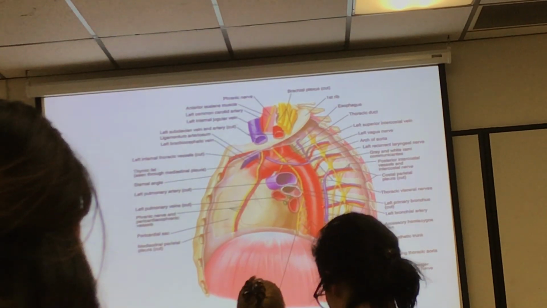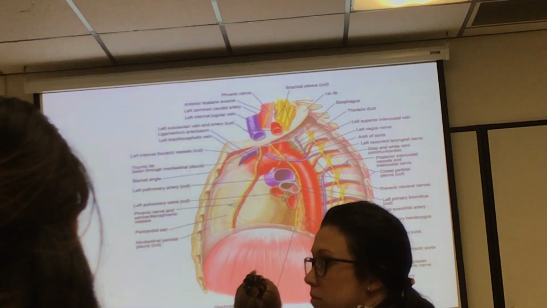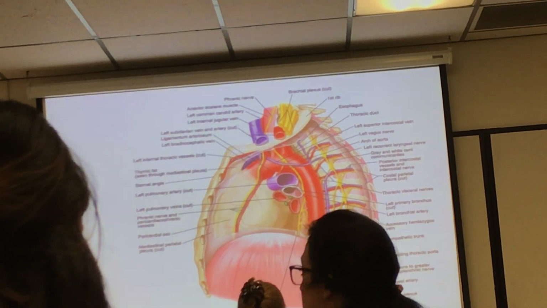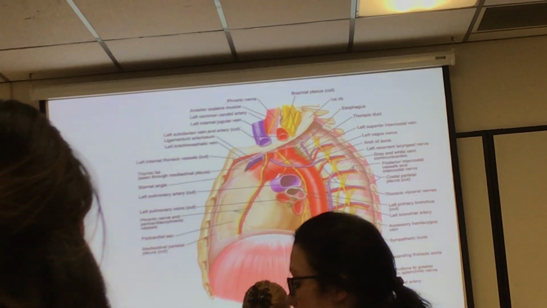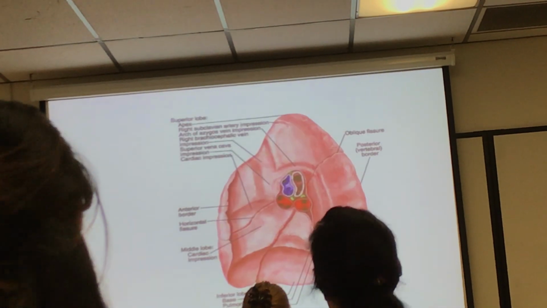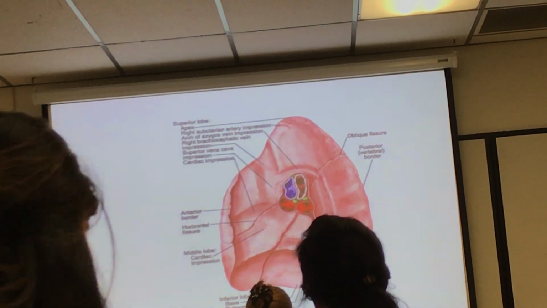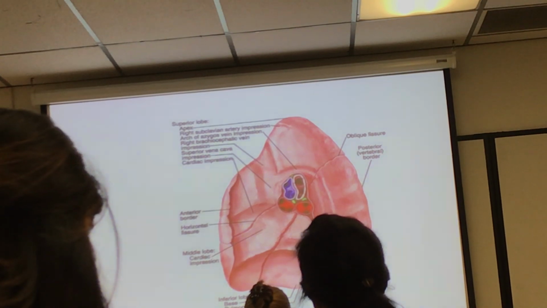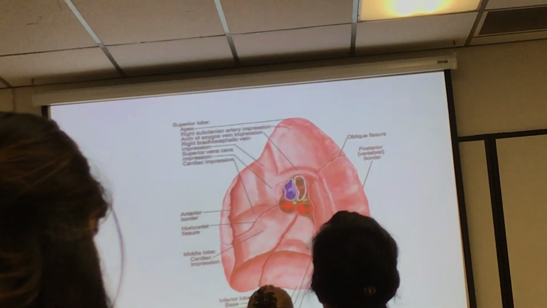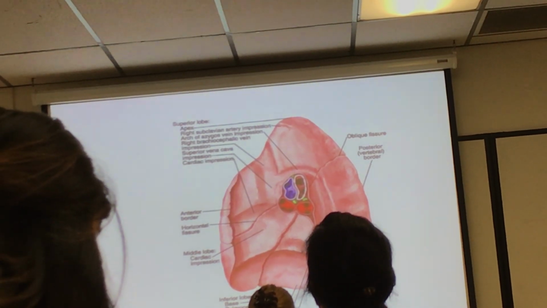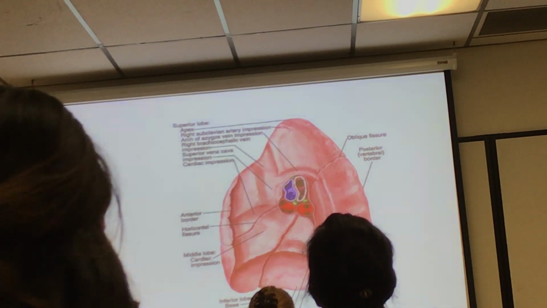Here we have the aorta arching out of the heart as it leaves. So when we look at those impressions, we can see them as well. So here would be the superior vena cava, and here is the azygous. It looks big enough to be the aorta, all right?